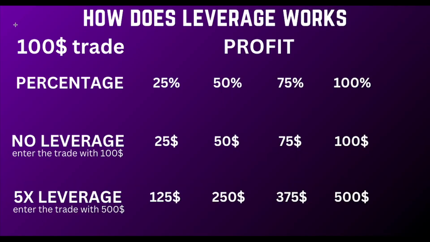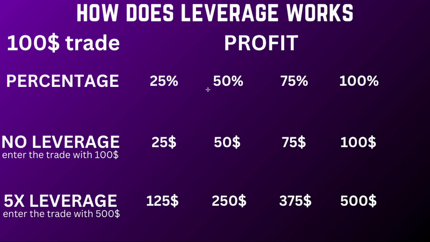Let's say you have $100 you want to trade with. Here is the profit percentage. Underneath it is no leverage profit, and underneath it is your 5x leverage profit. So a 25% profit on no leverage is $25. 75 is 75, 100% is $100 because you're only trading with $100.